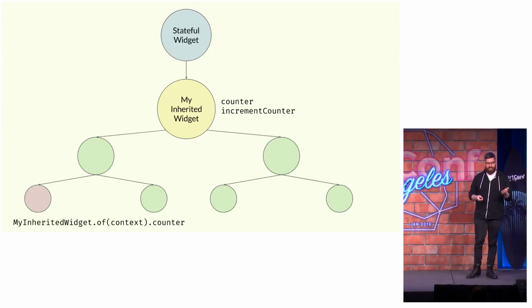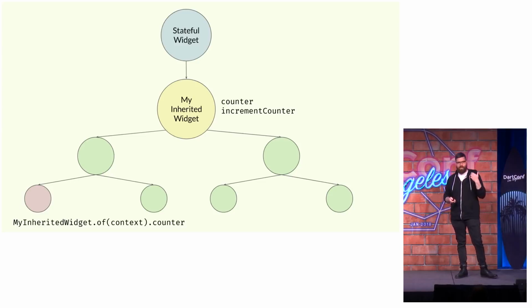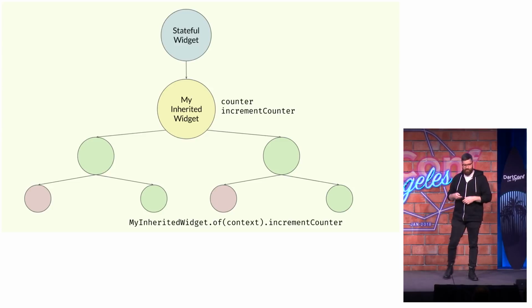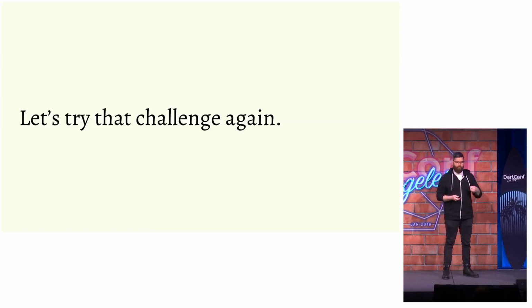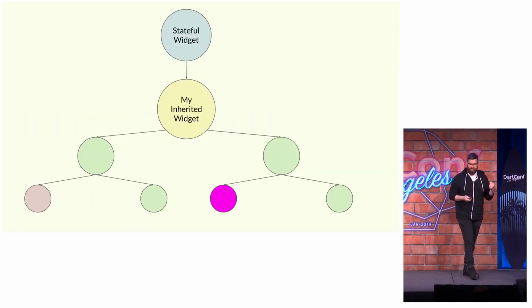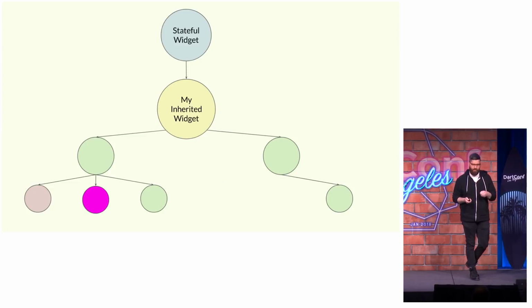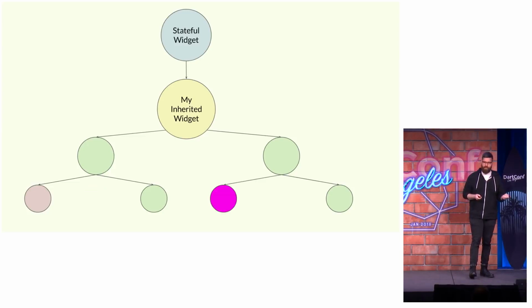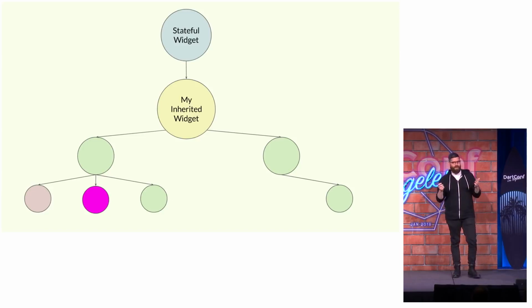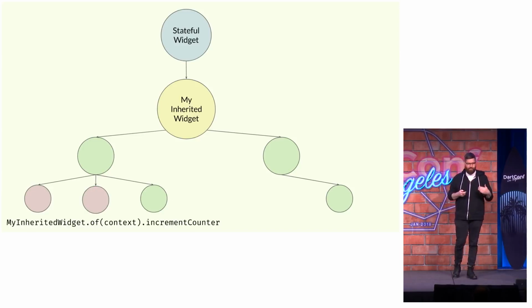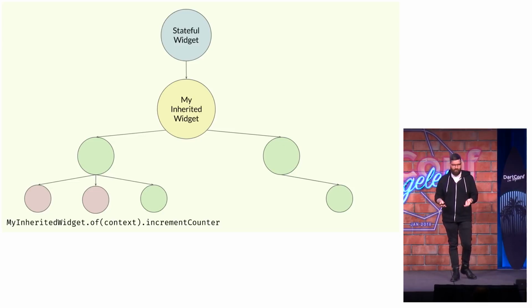So now if we want that data down our widget tree, we can just say, my inherited widget of context, give me the counter. On the other side, we can say, my inherited widget of context, give me the increment counter method. And this makes it really easy. So if we try that challenge again, let's say we want to move the button this time from this part of the tree to this part of the tree. So we're just moving it over. Now, this time it's really easy. We don't have to do any of that crazy plumbing or changes because we're still just relying on the inherited widget to pass that information down the tree for us.